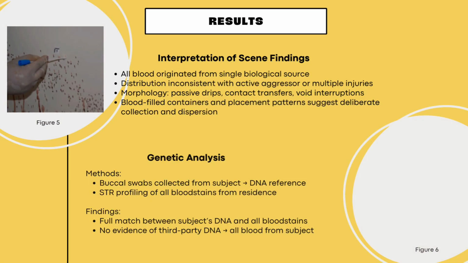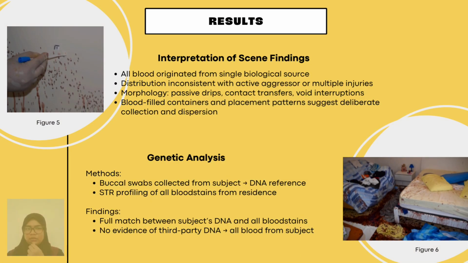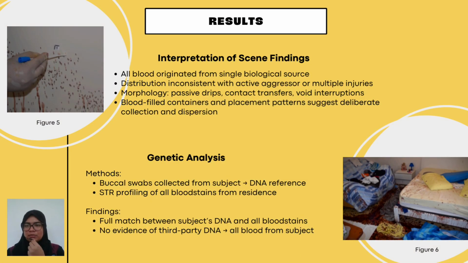Thus, when all the evidence is combined, the blood patterns show a single biological origin, and the overall distribution does not support a scenario involving an external aggressor or multiple injuries. The presence of passive drip, contact transfer, void interruption, and stored blood all point toward deliberate collection and dispersion meant to simulate a violent event.